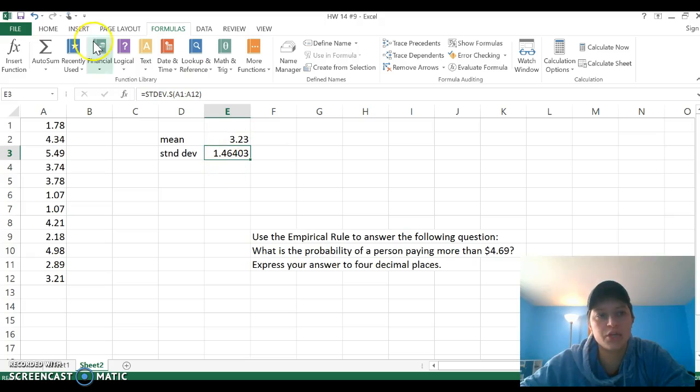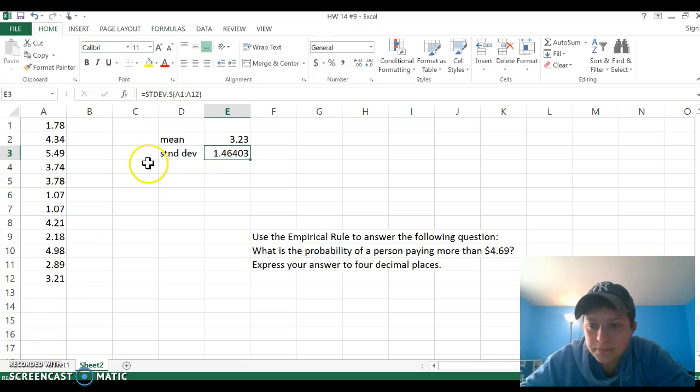So my standard deviation, again, I go back to the main screen where I have these decimals, and I'm going to move it down to just be 2 decimal places, so $1.46. So I have found the mean and the standard deviation. Now, there is a second part to this question, and it says, use the empirical rule to answer the following question. What is the probability of a person paying more than $4.69? Express your answer to 4 decimal places.